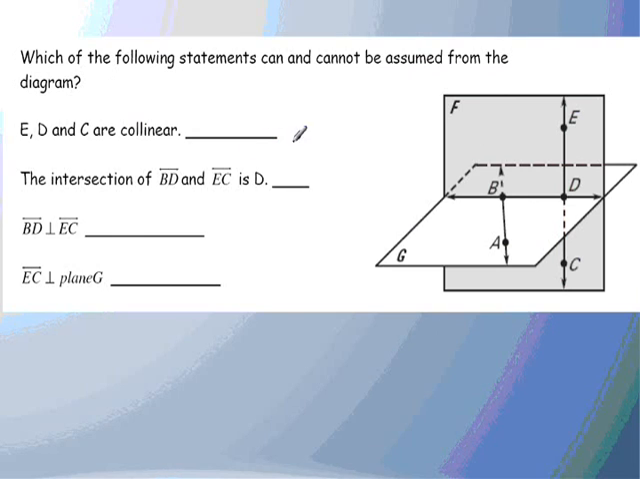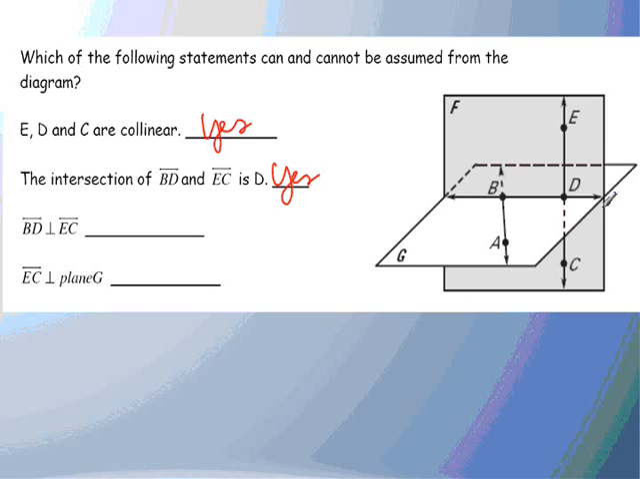All right, so here I have another diagram. This one actually shows 2 planes intersecting, and we need to check and see whether we can make the following statements based on this diagram. Let's see, E, D, and C, are they collinear? Yes, they are clearly shown on the same line, so we are good to go there. And then can we assume that BD, so this line right here, and EC intersect at point D? Yes, that is also clearly shown.